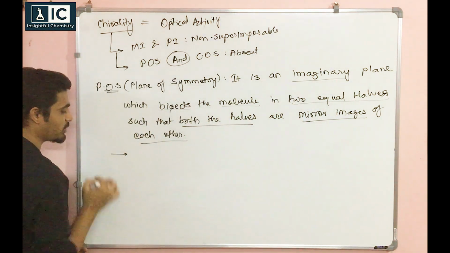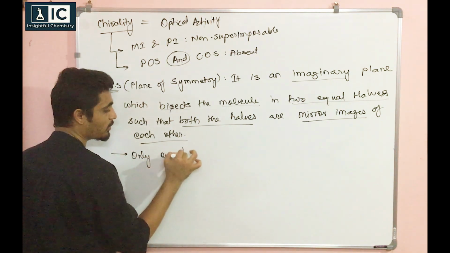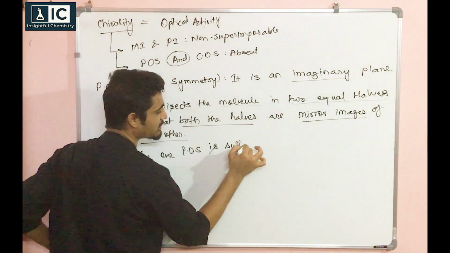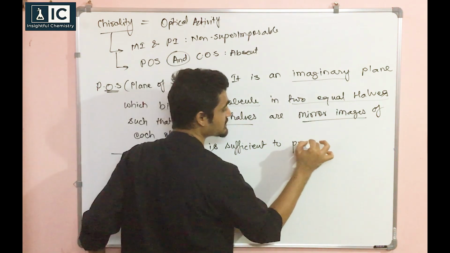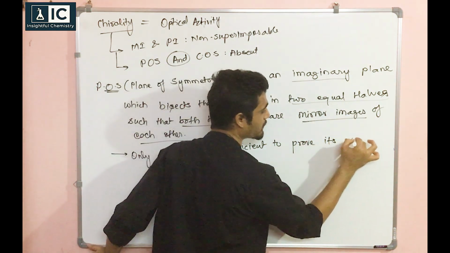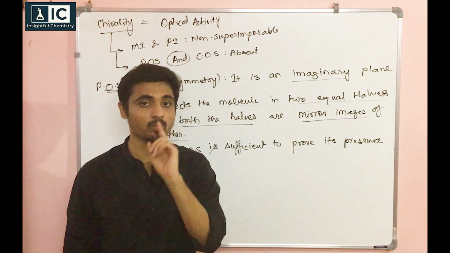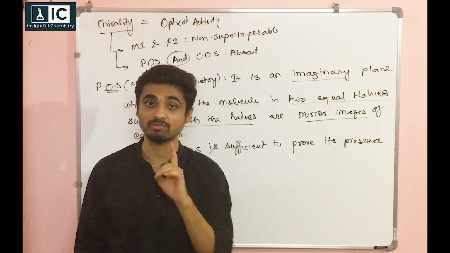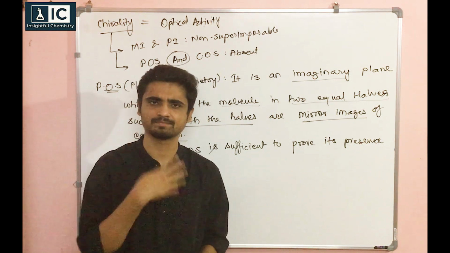Now remember a point. Only one POS is sufficient to prove its presence. We just need to find one plane of symmetry. It can be anywhere in that molecule, you have to find it. But I need only one. You can cut it any way.